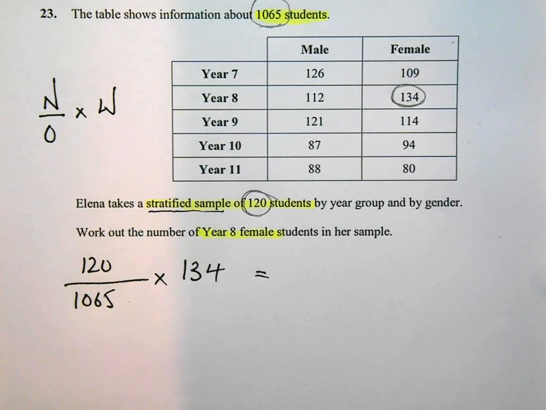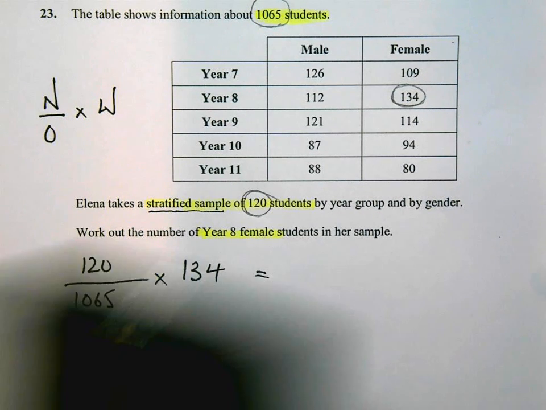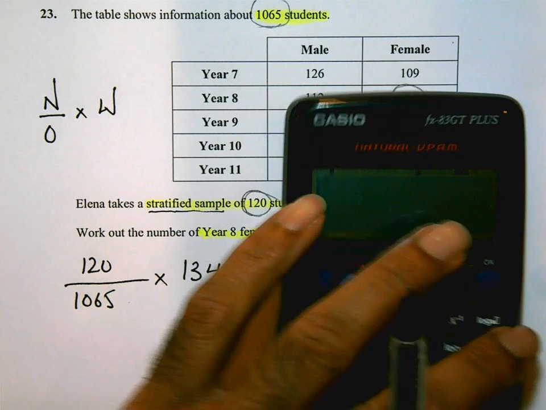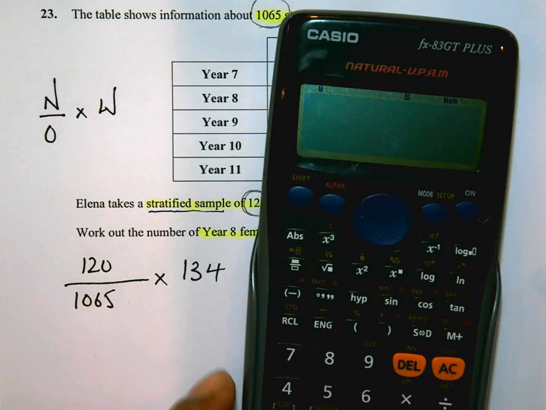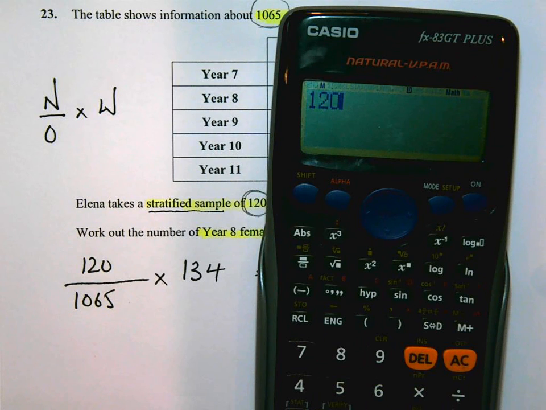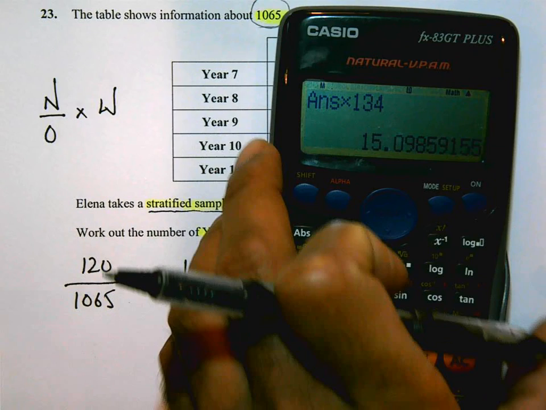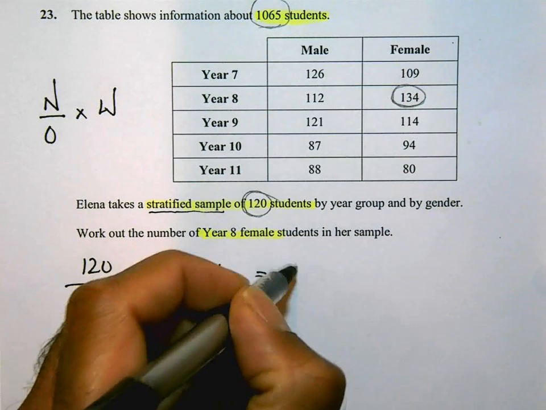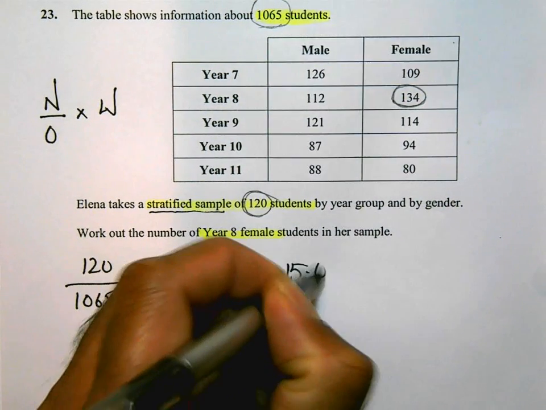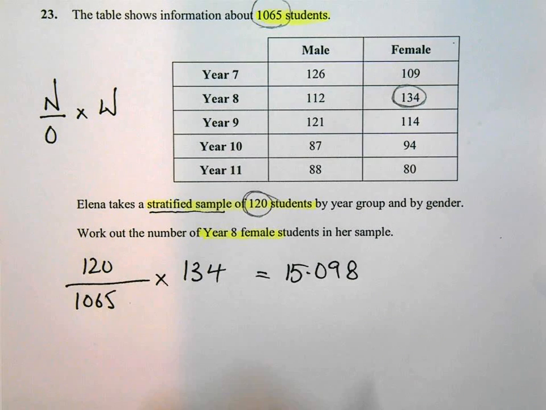What I'm going to do now is use my calculator to work out what that value is, and I've got 120 divided by 1,065 equals, and I'll times that by 134, and that gives me 15.098. Now, this question is worth 2 marks.